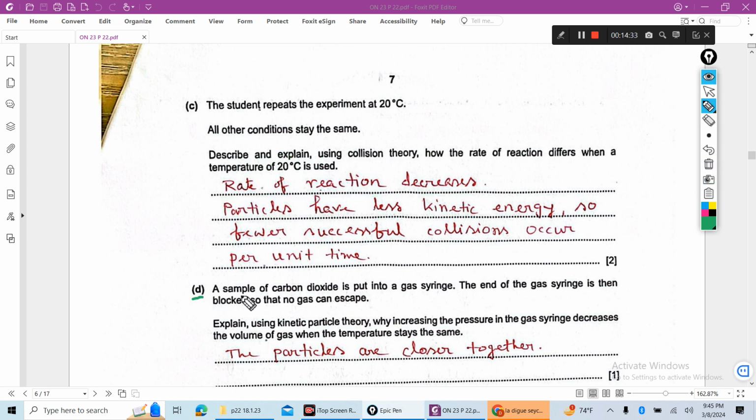And part D: a sample of carbon dioxide is put into a gas syringe. The end of the gas syringe is then blocked so that no gas can escape. Now explain using kinetic particle theory why increasing the pressure in the gas syringe decreases the volume of gas when the temperature stays the same. If you increase the pressure, the volume decreases because the particles become closer together. That's why the volume decreases.